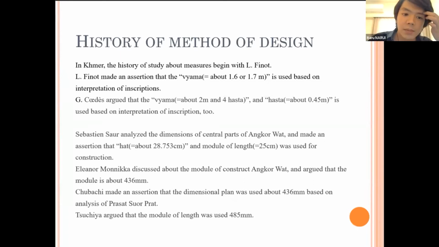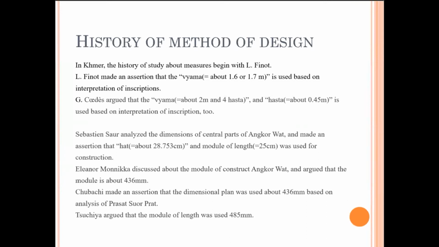And then Sebastian analyzed the dimensions of the central part of Angkor Wat and asserted that the hat, meaning hasta, is about 28.7583 centimeters, and that a module of length of 25 centimeters was used for construction.